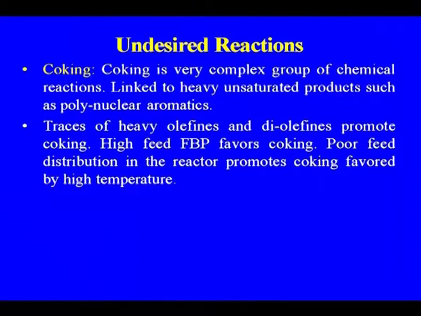These were some of the desirable reactions taking place in improving the octane number. Now, let us discuss the undesired reactions. The first undesired reaction is coking, the formation of coke because of the cracking process taking place. Coking is a very complex group of chemical reactions linked to heavy unsaturated compounds such as polynuclear aromatics, which contain polymerization precursors to the coke formation.